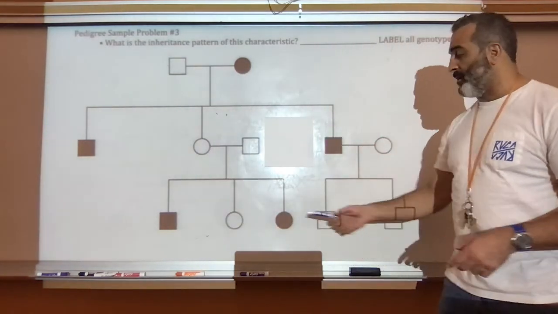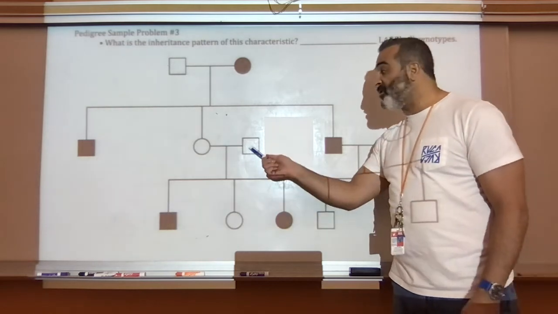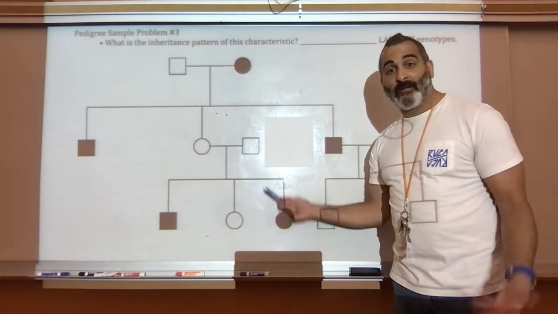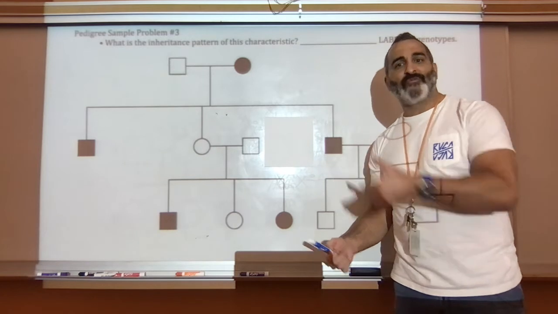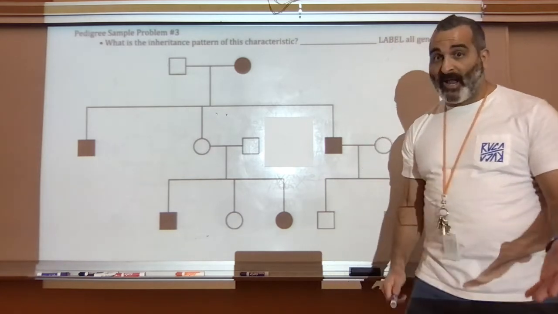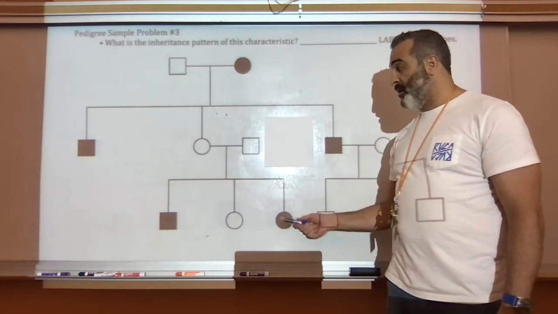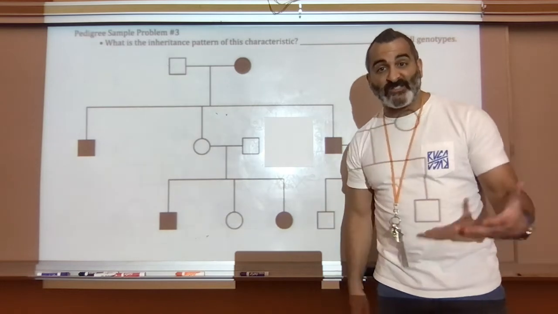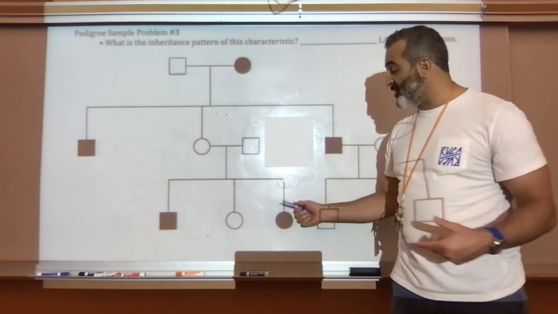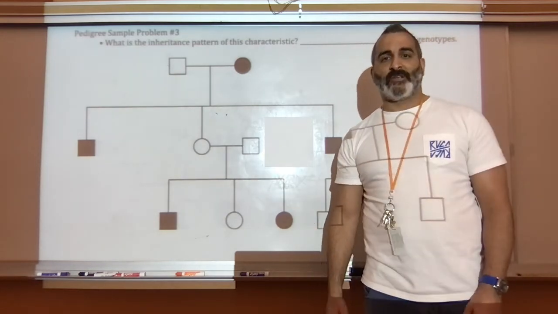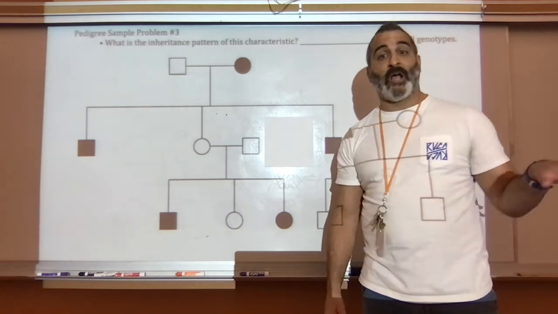Oh, but look down here. She has it, her father doesn't have it. Oh, we just proved sex linked wrong. Once again, the rule is if a female has it, her father must have it if it's sex linked. Her father doesn't have it. We just proved sex linked wrong. It's not number 1. This is not sex linked.